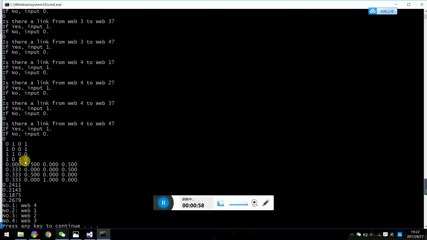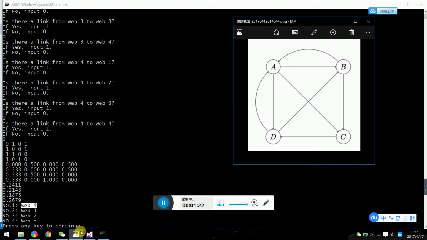Yes, we can see here are the links which represent one web to another web, and this matrix represents the links divided by the sum of a web's links. And here's the PageRank of each web. According to the PageRank, web 4 is most important, and then 1, 2, 3. So also, D is the most important, and then A, B, C.